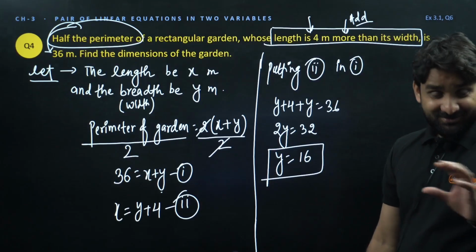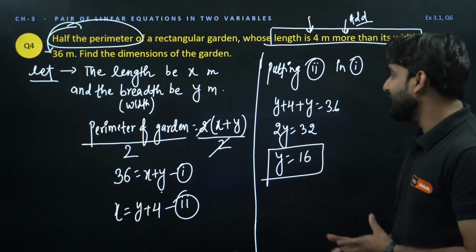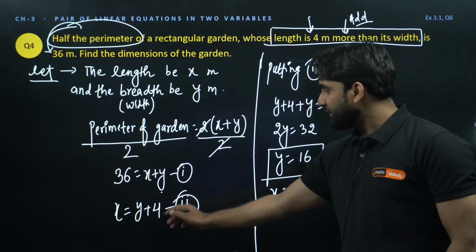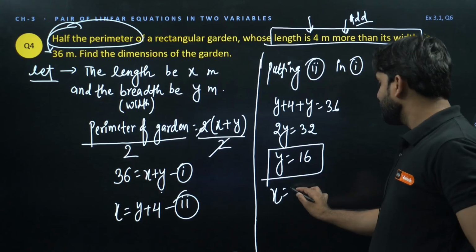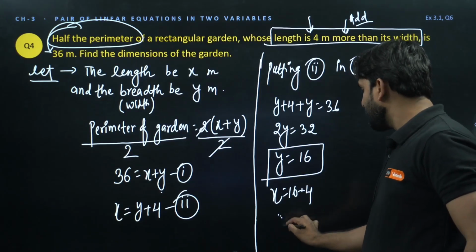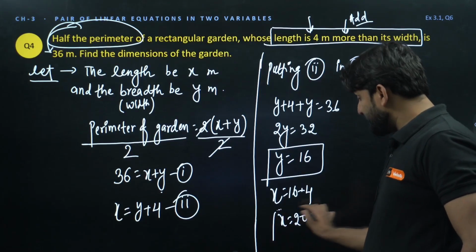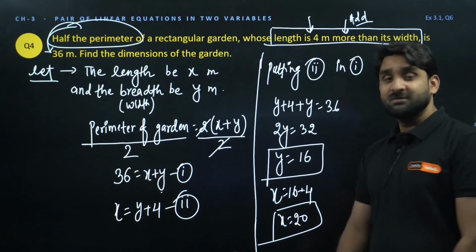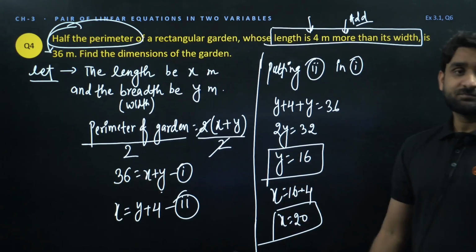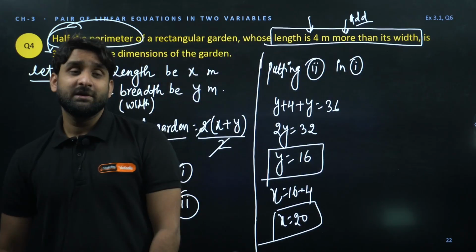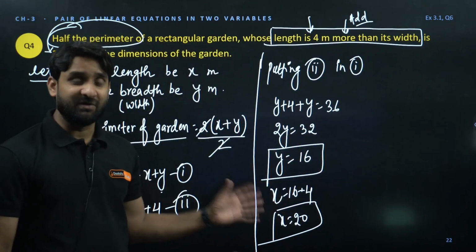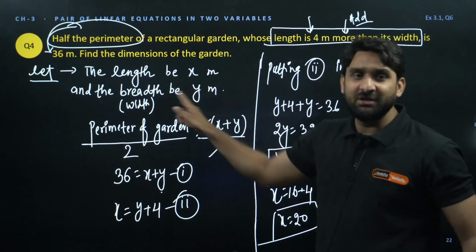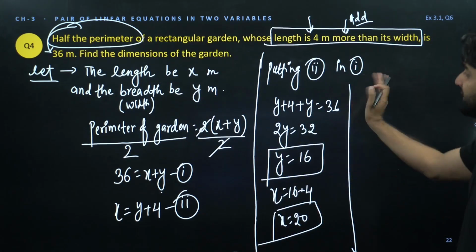Don't be excited. We have only y now. Now find out x. So x will be y plus 4. So this is 16 plus 4, which is equal to 20. My dear champion, some students used to leave the answer till here only. They used to leave the answer here, just the value of x and y. This is not the correct format. The question is asking dimension. What we have assumed, length and breadth.